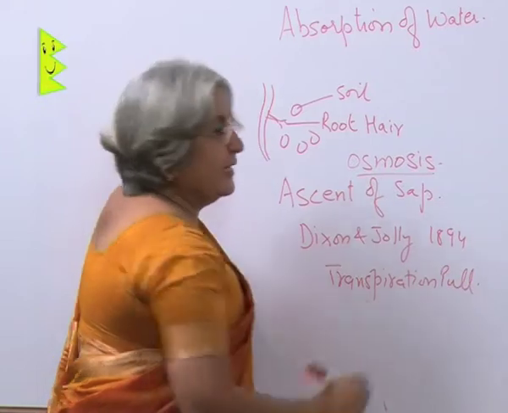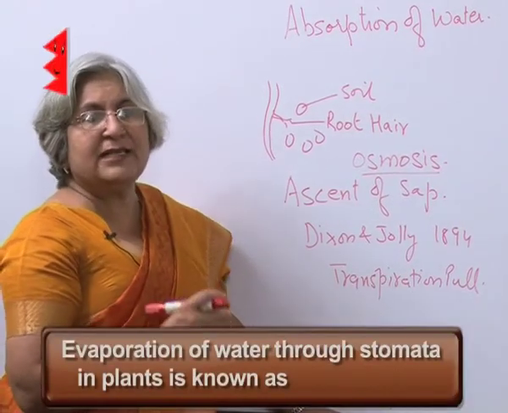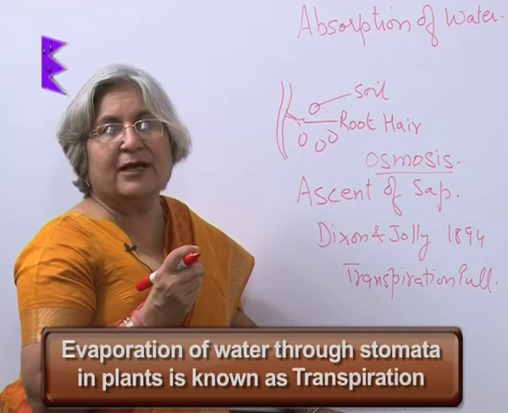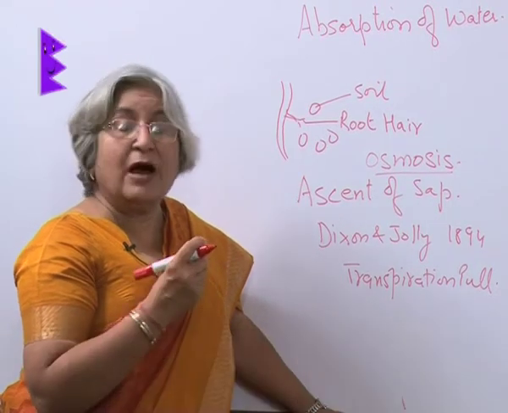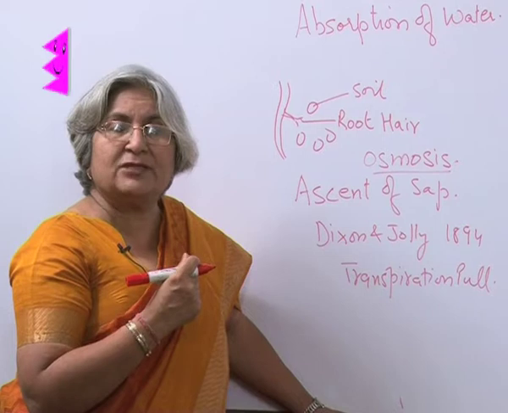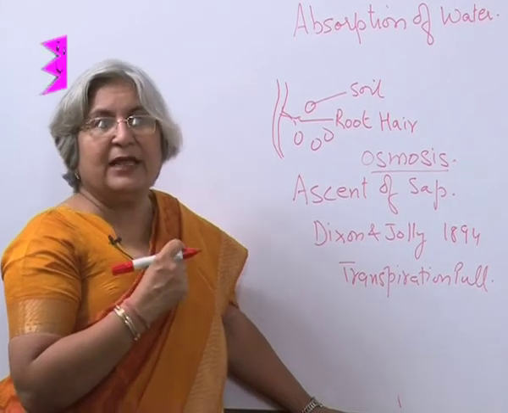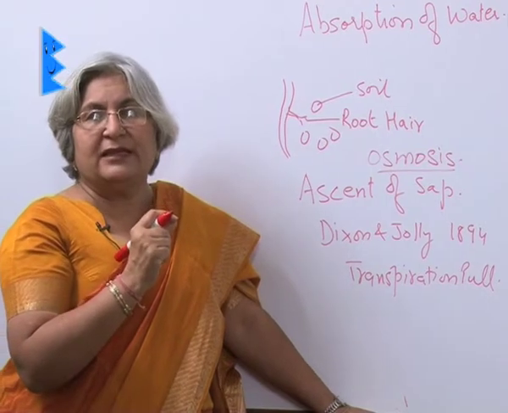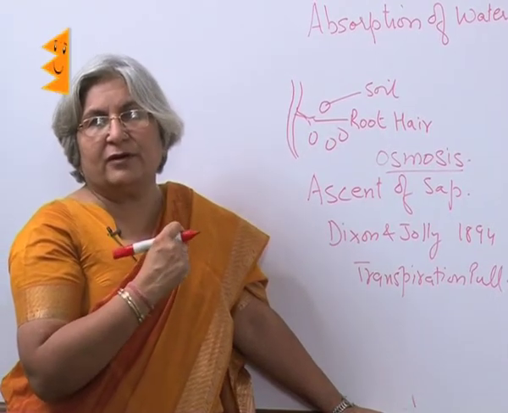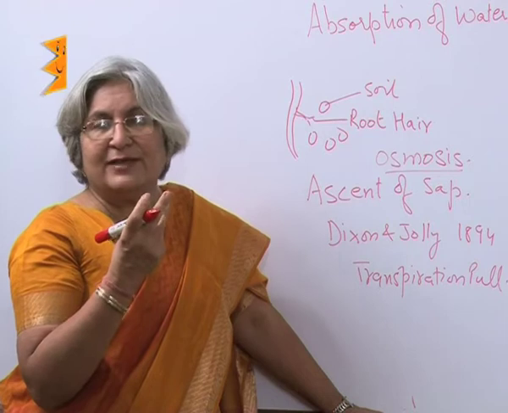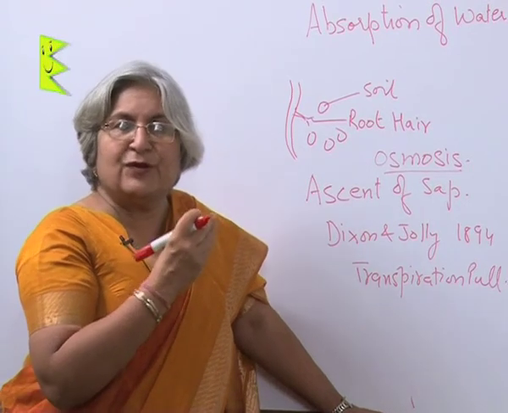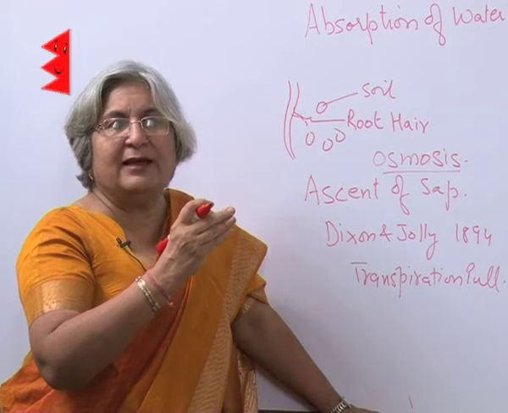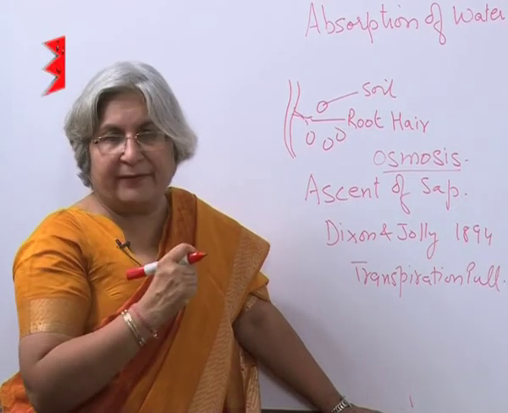You know, constantly during the day, water is evaporating through stomata. This process is called transpiration. Now, why does this transpiration take place, or how does it take place? You know, the intercellular spaces of the leaves are saturated with water, but air is not always saturated. So, obviously, water from here moves into the stomata and as vapors to the air.